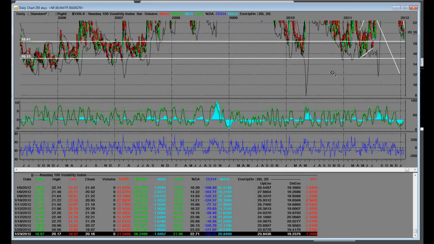So here's where it would put us. It would put us right back over here at these lows. That's where that lower trend line is. That's 14 and or 15.11, and here's 18.40. Here's the spread between here.